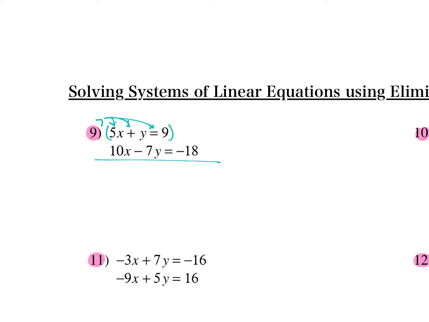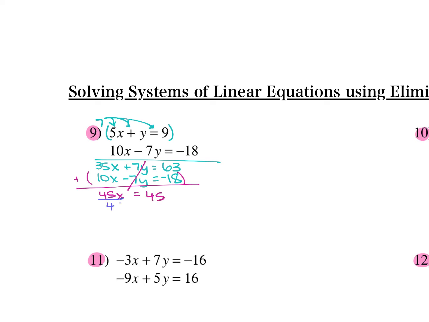So the 7 times 5x is 35x. The 7 times y is positive 7y. And the 7 times 9 is 63. That bottom equation is going to just be rewritten right underneath this. So the 10x minus 7y is equal to negative 18. From here, I can add both of my equations. The 35x plus 10x gives us 45x. The 7y minus 7y cancels out. And 63 minus 18 is 45.